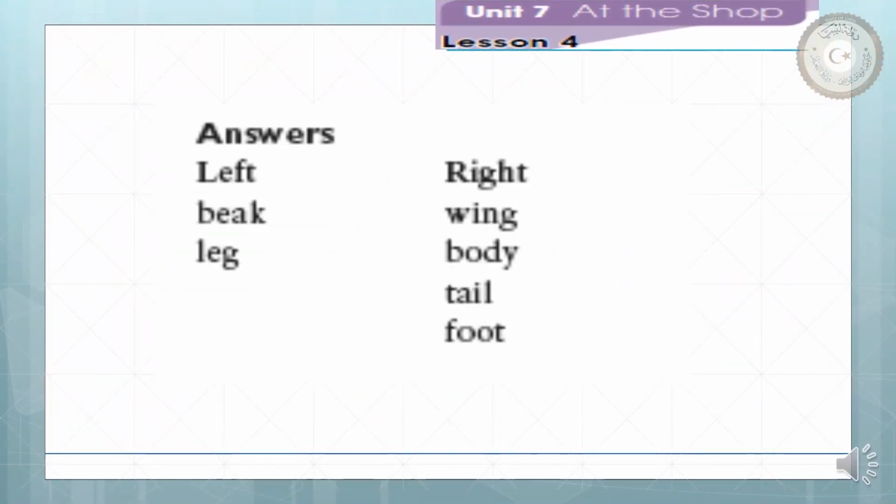Now look at here. These are the right answers. So on the left side, we have what? Beak and leg. On the right side, we have wing, body, tail, foot.